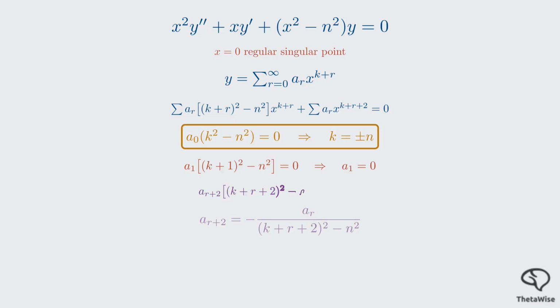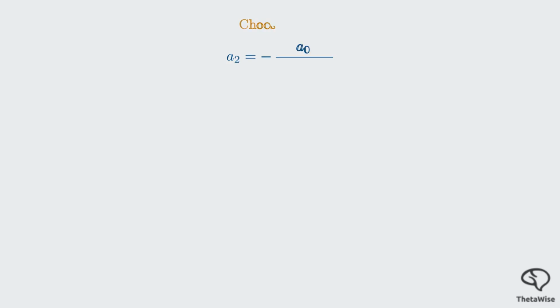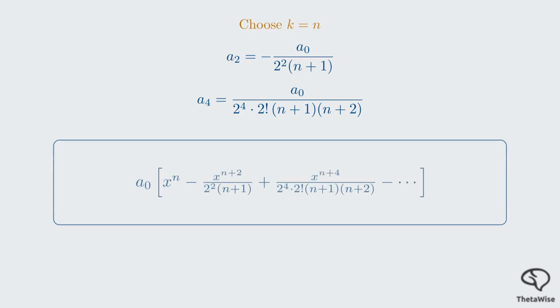Therefore, a sub r plus 2 equals negative a sub r divided by (k plus r plus 2 squared minus n squared). Choose k equals n. Then, a sub 2 equals negative a sub 0 divided by 2 squared times (n plus 1). The next coefficient is a sub 4 equals a sub 0 divided by 2 to the 4th times 2 factorial times (n plus 1) times (n plus 2). Thus, the series begins.